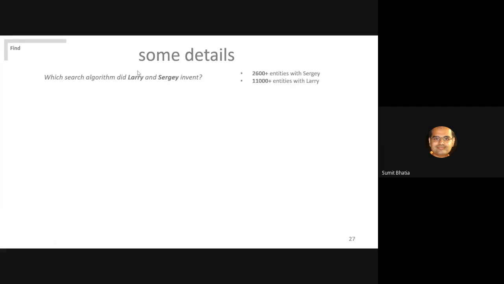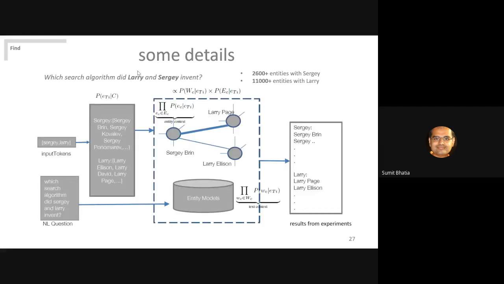So now how did we do it in the graph, right? Note that in the knowledge graph in Wikipedia, we had more than 2,600 people with Sergey in their name, and more than 11,000 people with Larry in their name. So that's how the algorithm works, and let me explain what is happening.